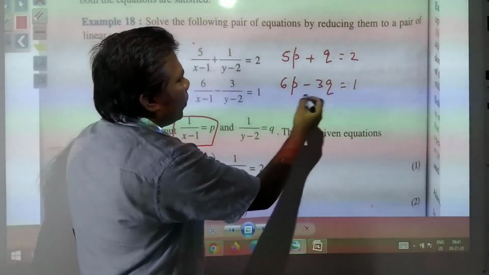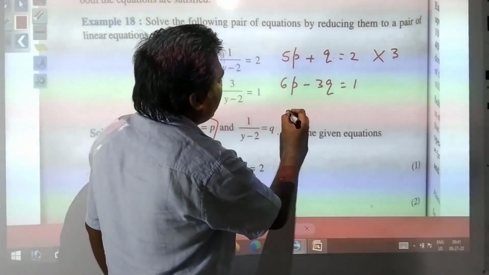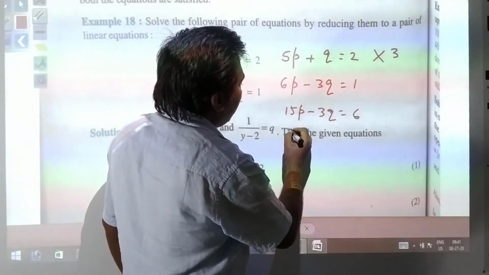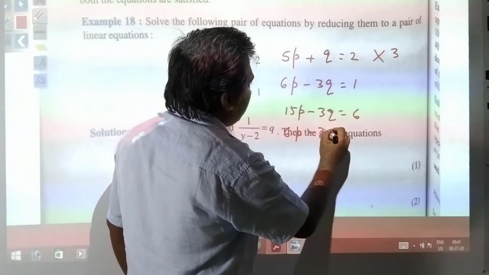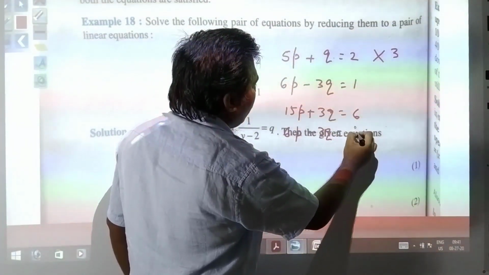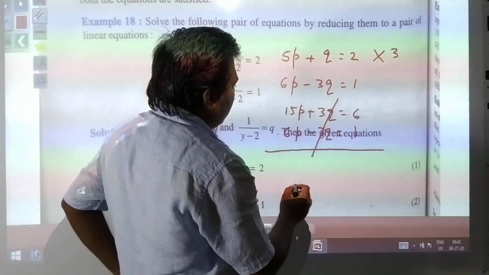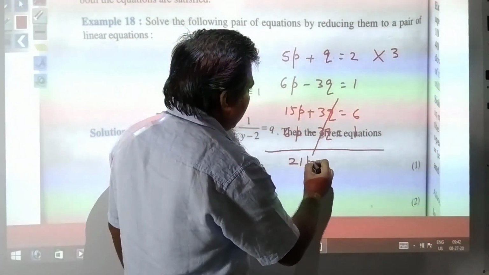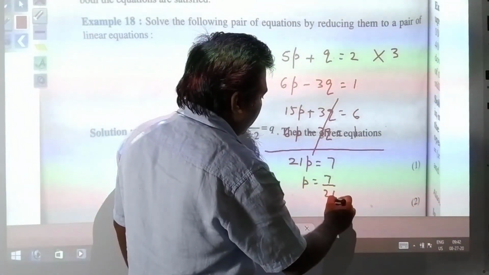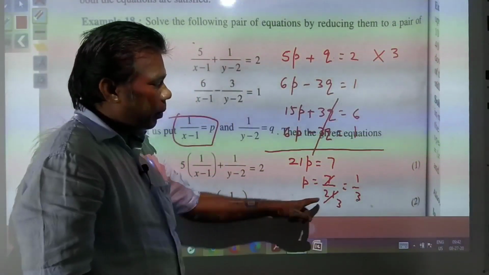To simplify this, the first equation is required to be multiplied by 3. If you multiply, your equation will be 15p plus 3q is equal to 6, and the other is 6p minus 3q is equal to 1, and then the q terms will cancel. This will be 15 plus 6, 21p is equal to 6 plus 1, which is 7, so p will be 7 by 21, which is 1 by 3. So p you have got 1 by 3.